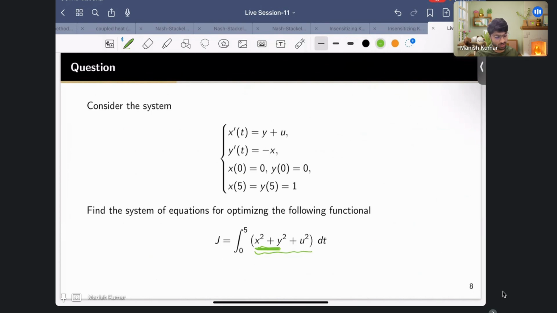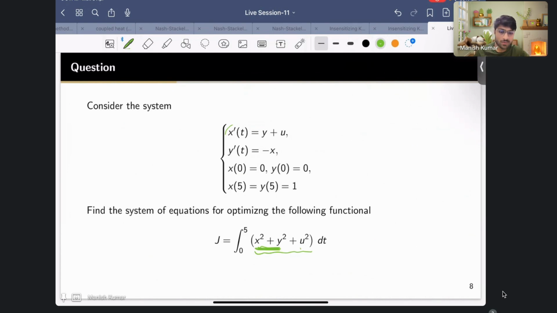Here x, y and u come as a solution of this system. So here we have some constraint, right? This is the constraint, this is the initial time t naught, this is the final time, this is the initial data, this is the final data, right? Now selecting this functional is arbitrary.